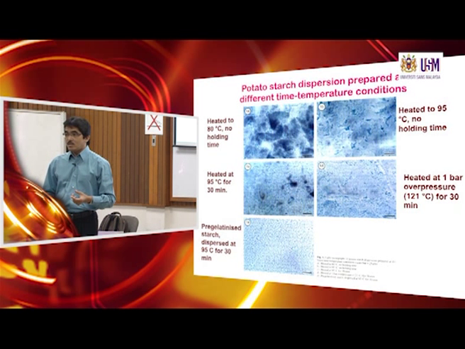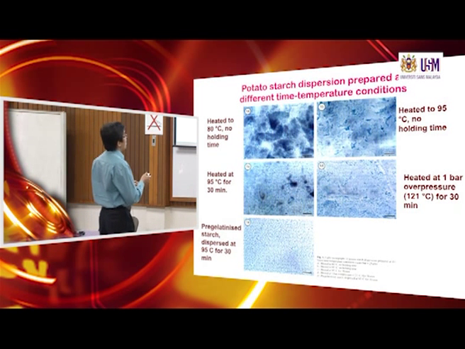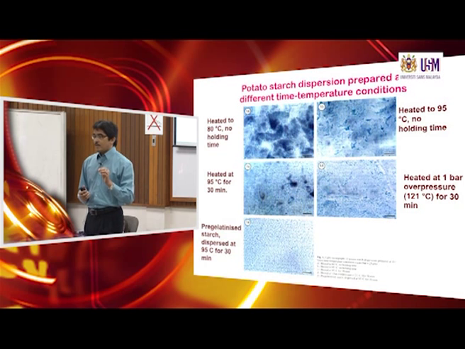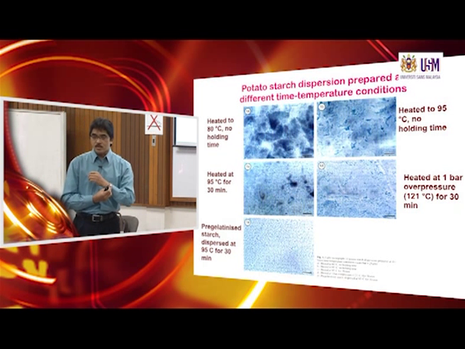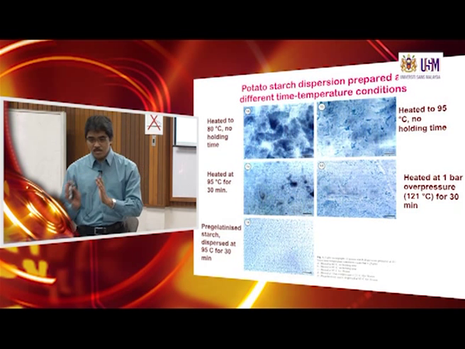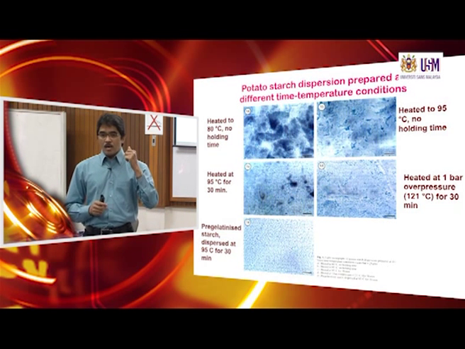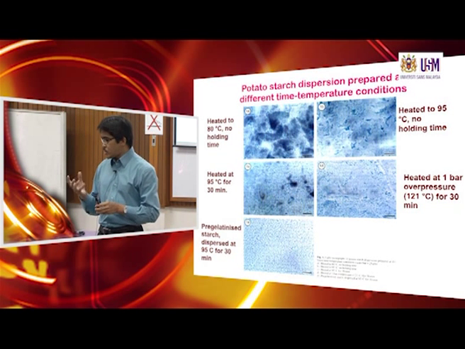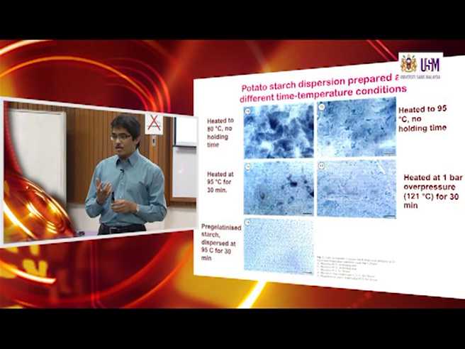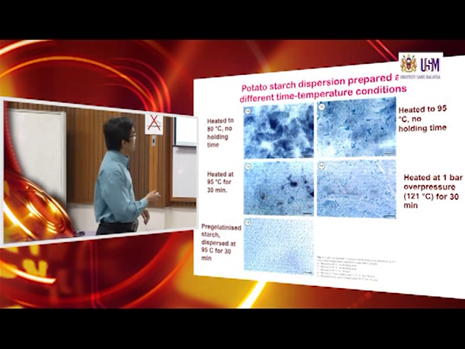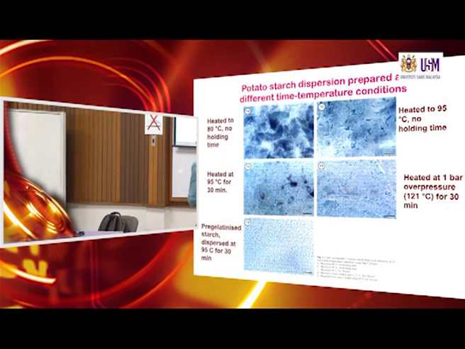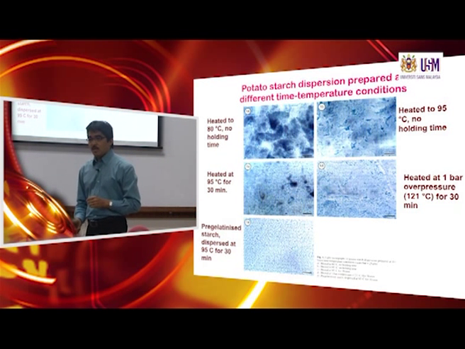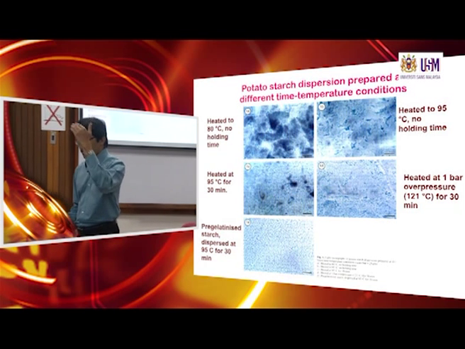You don't see a granular structure. So here very clearly you can see the effect of time temperature condition on the starch. And the implication of this different combination of time temperature is on the overall viscosity of the starch. Yeah? So you would expect when you have some kind of structure here, the viscosity would be actually on the high side, yeah?